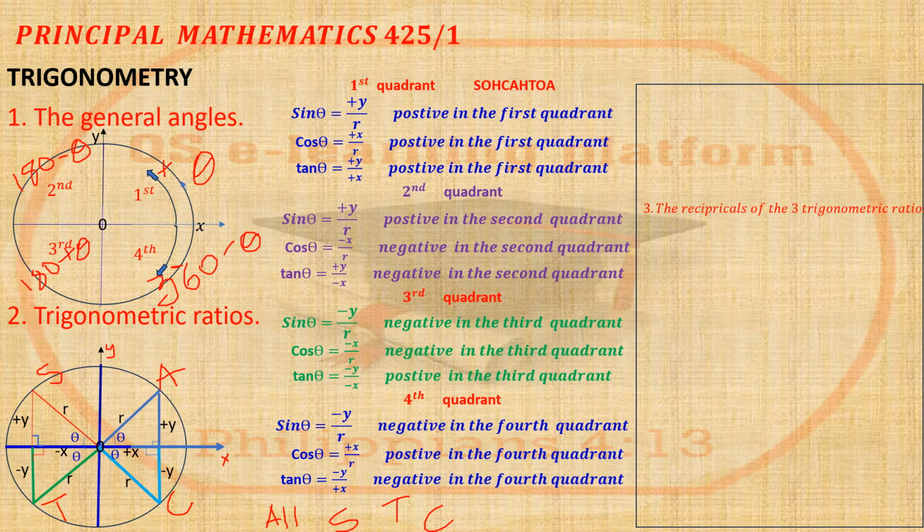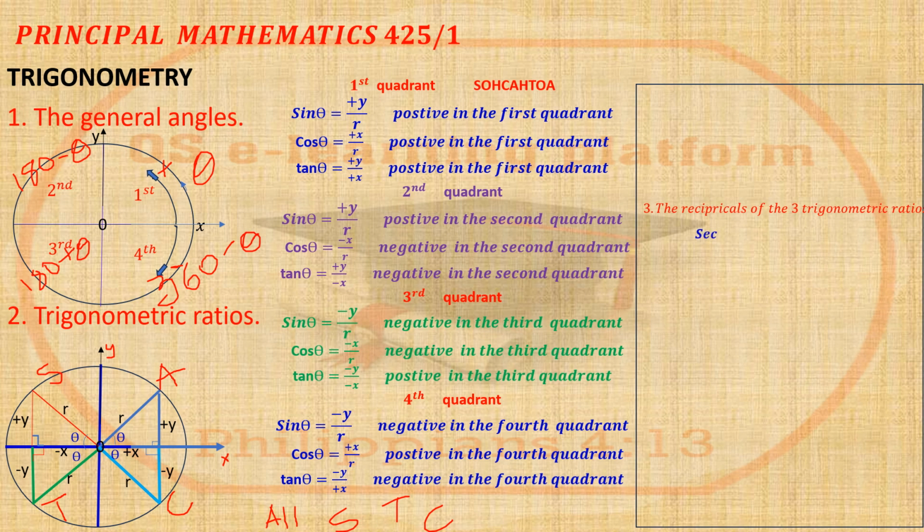And that will give us an overview of the trigonometric ratios. Now there's what we call the reciprocals of these trigonometric ratios. A reciprocal of something is 1 over that thing. For example, if I give you 20, the reciprocal of 20 is of course 1 over 20. Now the three trigonometric ratios are sine theta, cos theta, and tan theta.